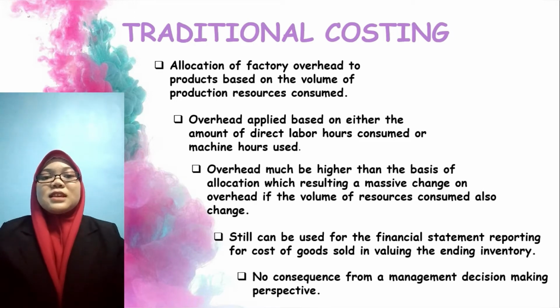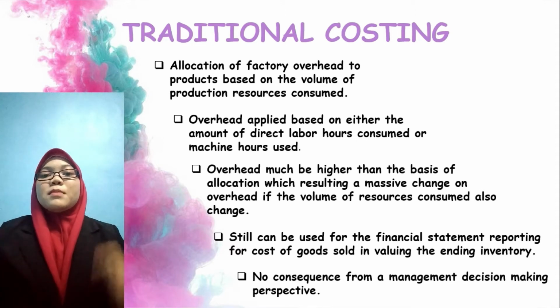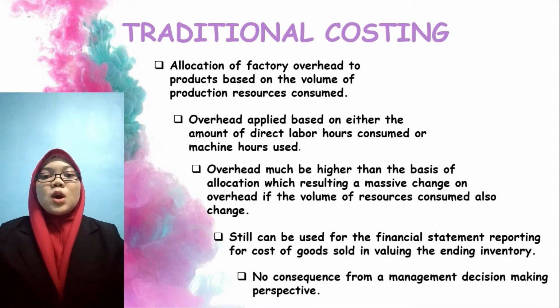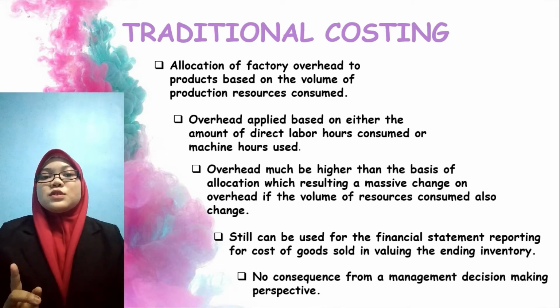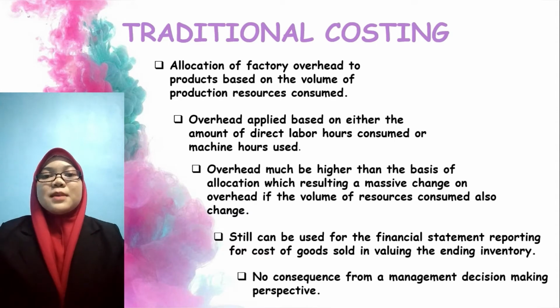Okay, traditional costing is the allocation of factory overhead to product based on the volume of production resources used or consumed. Overhead is applied based on either the amount of direct labor hours consumed or machine hours consumed. Overhead must be higher than the basis of allocation, which results in a massive change in overheads if the volume of resources consumed also changes. But traditional costing also can be used for financial statement reporting, for cost of goods sold and in evaluating ending inventory. There is no consequence from a management decision-making perspective.